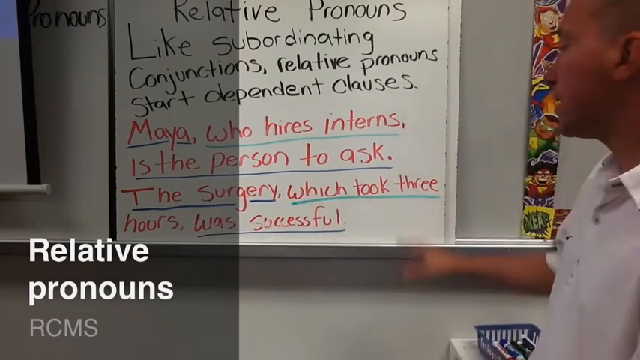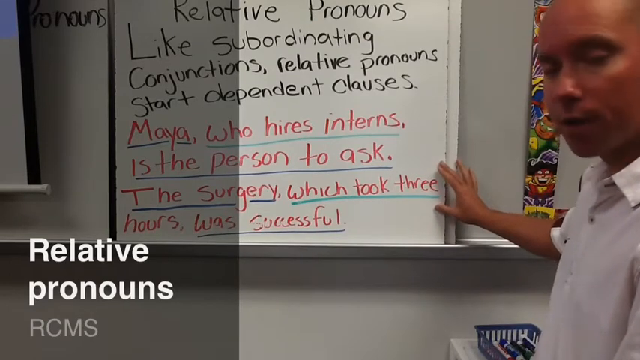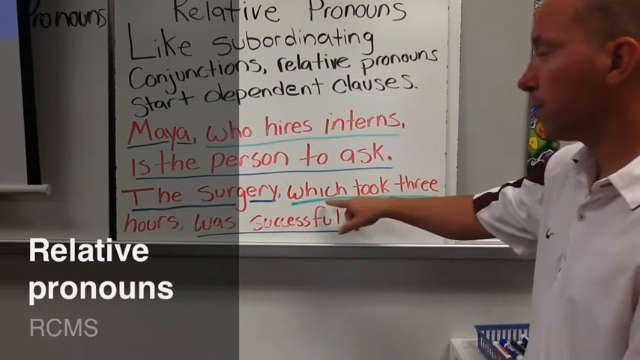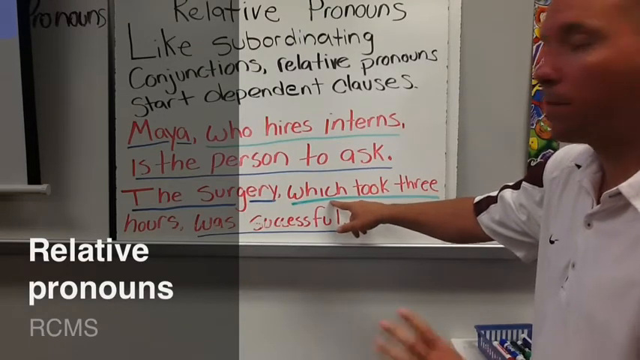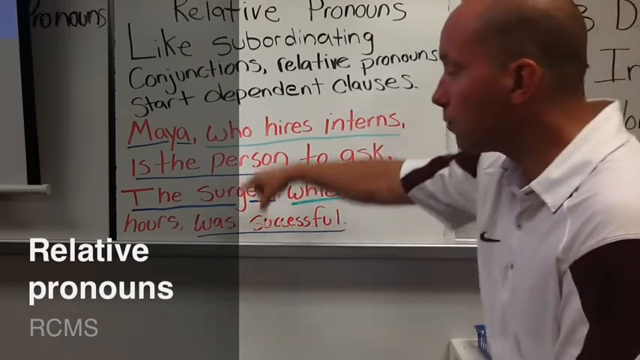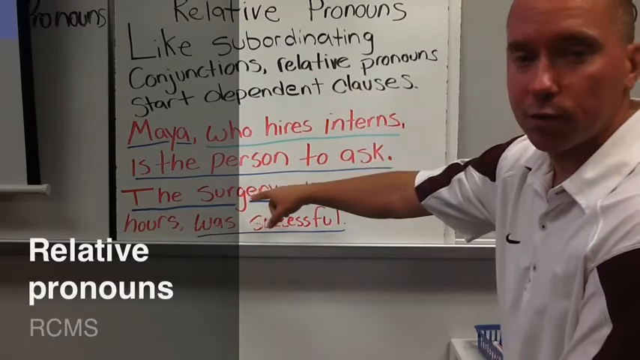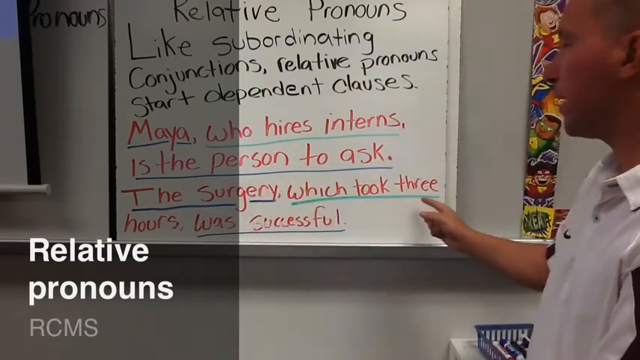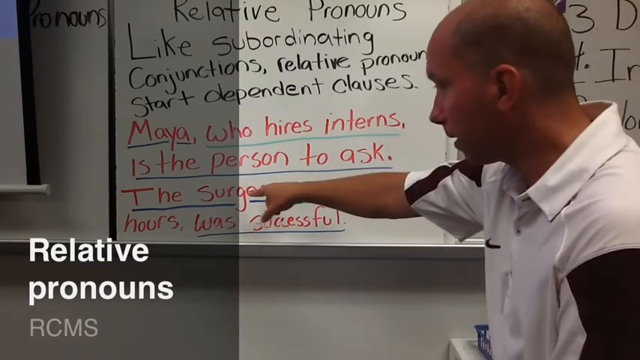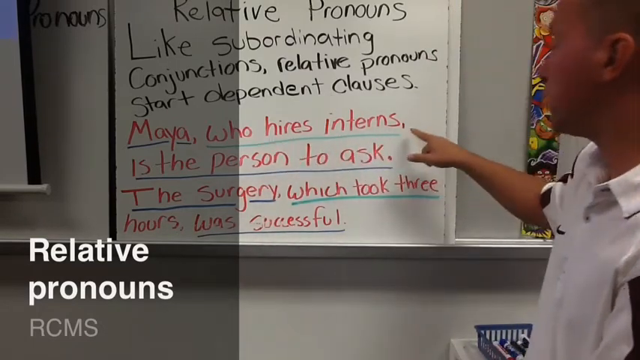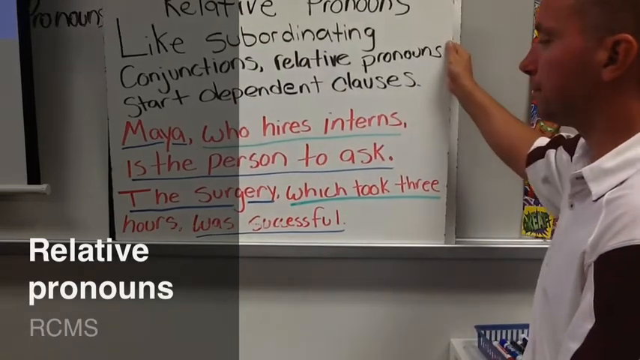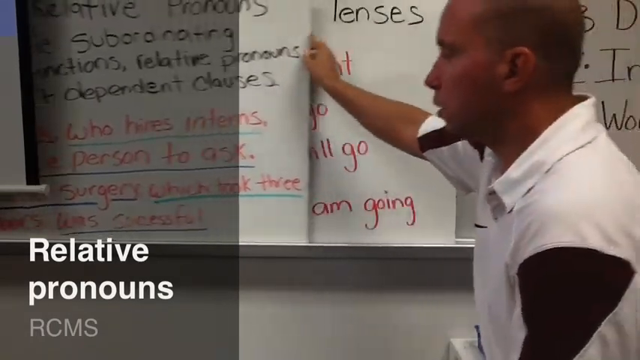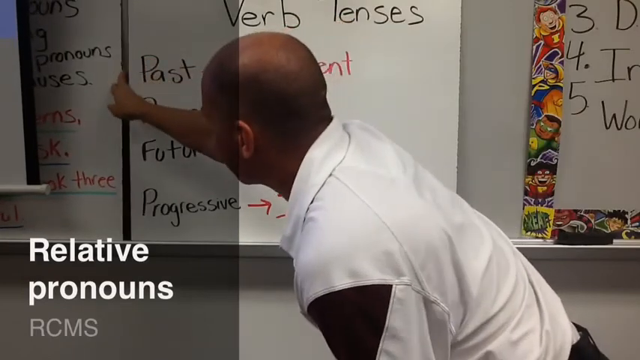Okay? And in this case, most of the time when you see dependent clauses that start with a relative pronoun, they're usually adjective clauses, or sometimes even noun clauses, but most of the time adjective clauses, which will give more information back to the word that it's related back to. Okay? So which took 3 hours is an adjective clause talking about the surgery, and who hires interns is an adjective clause talking about Maya. Okay. You will see a couple of those on the 6 weeks test.